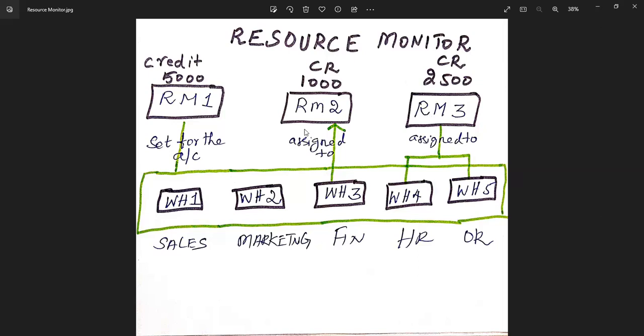This resource monitor is assigned. Resource monitor 2 is for one warehouse. Resource monitor 3 is for two warehouses. This is okay, but we cannot assign two resource monitors to one warehouse. We can assign only one resource monitor to one warehouse. One resource monitor to two warehouses is possible, but we cannot assign two resource monitors to one warehouse. This is the basic thing you have to understand about the assignment of the resource monitor to the warehouses.